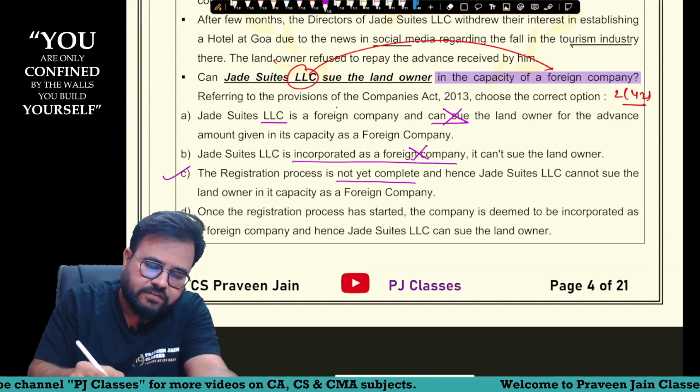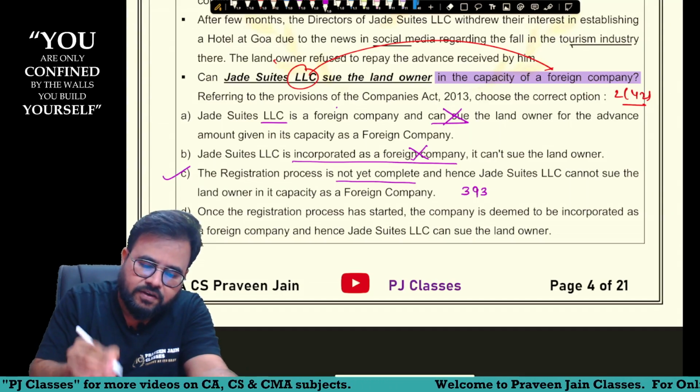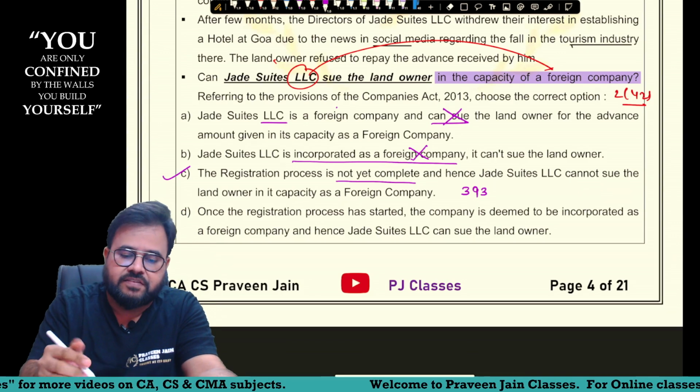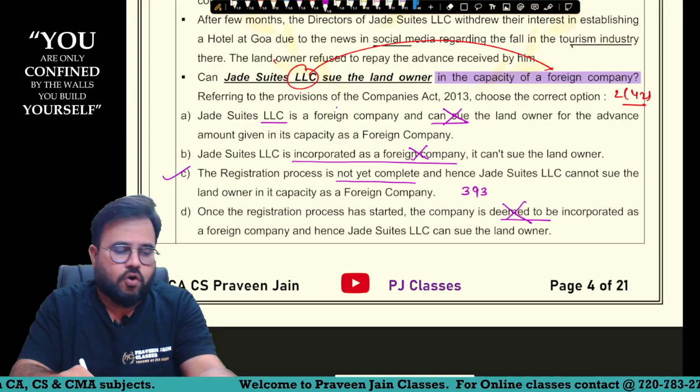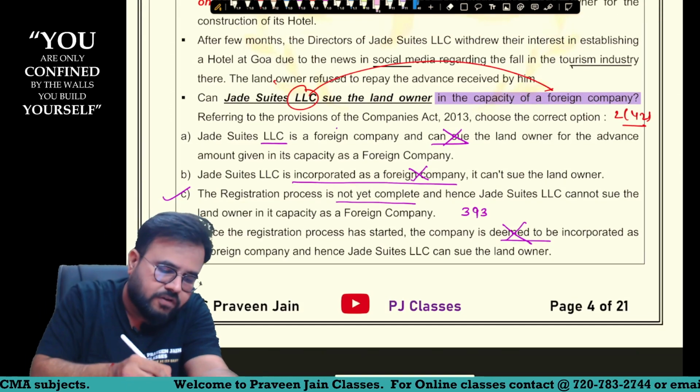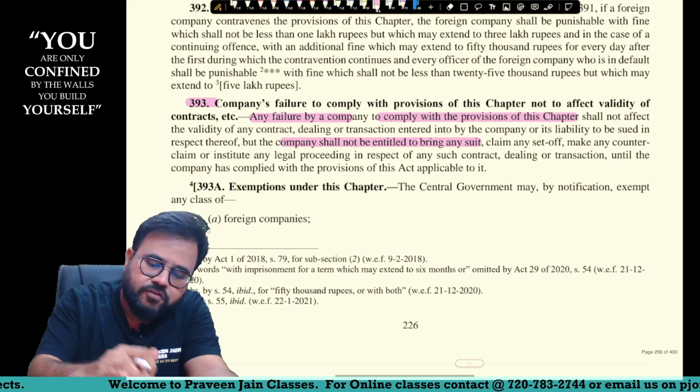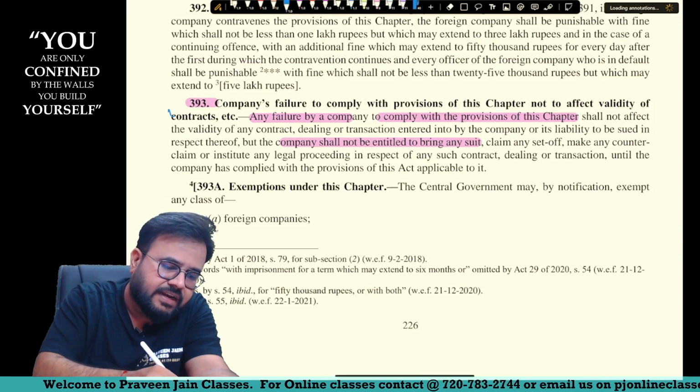This is the right answer, sir, as per section 393. Once the registration process has started, is the company deemed to be incorporated? The answer is no, deeming provisions are not there, sir. So which is the better option, sir? Option number C. And we are giving this answer as per section 393, sir.